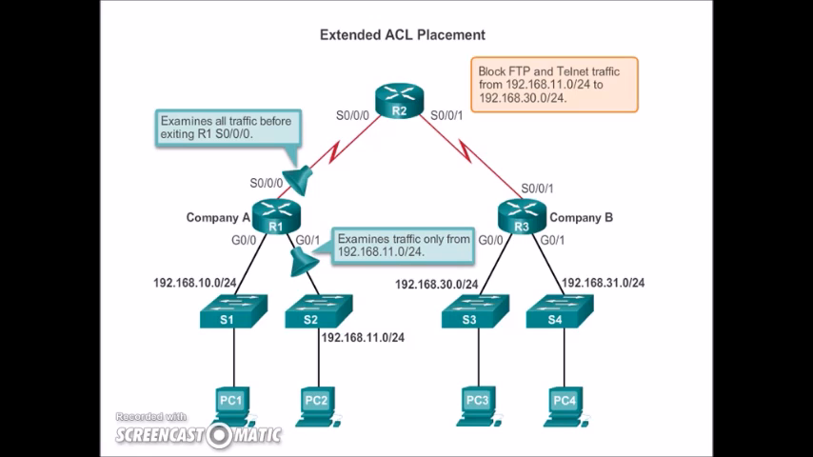A standard ACL can only filter traffic based on a source address. Because standard ACLs do not specify a destination address, place them as close to the destination as possible. Placing a standard ACL at the source of the traffic will effectively prevent that traffic from reaching any other networks through the interface where the ACL was applied.